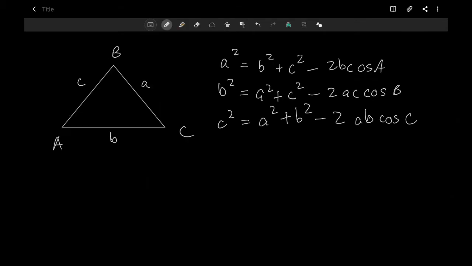These three equations make up the cosine rule. Now let's take a look at how we apply the cosine rule to solve some problems.